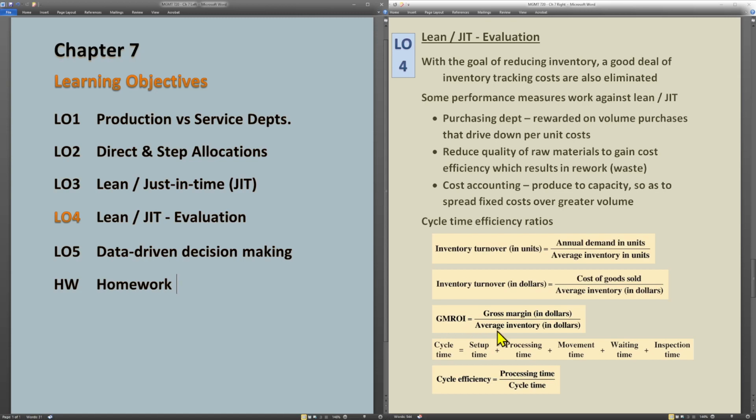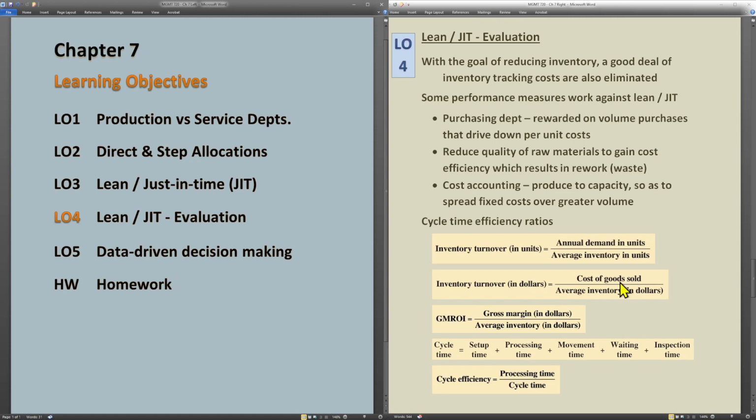And then the last one is the gross margin return on investment. This is just gross margin dollars over average inventory. And I'll just point out one thing here. Average inventory, you notice this word average inventory, but they don't say average cost of goods sold or average gross margin. Just remember, going back to our financial statement stuff, cost of goods sold is on the income statement.